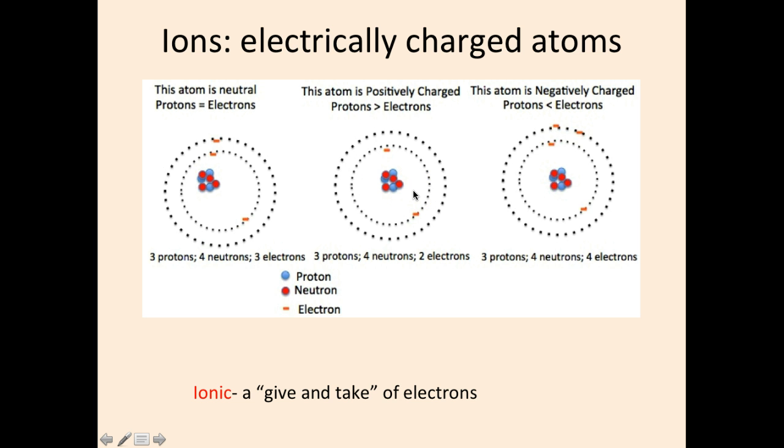This would be a positively charged ion, because as you can see, it has given away the electron in the outermost orbital, making it slightly positive, a positively charged ion. And in this case, it has gained an electron, which means that it has a slightly negative charge, a negatively charged ion. And this is the type of give and take that is involved in ionic bonds.